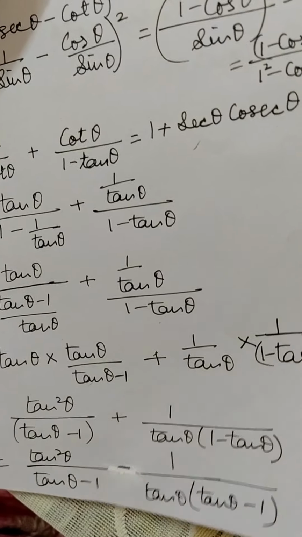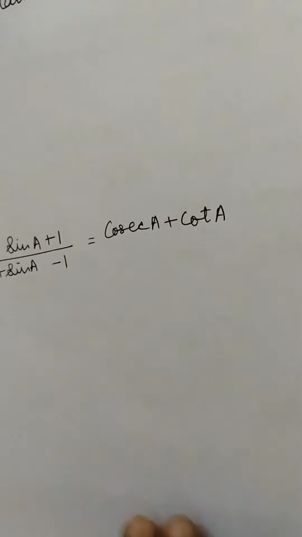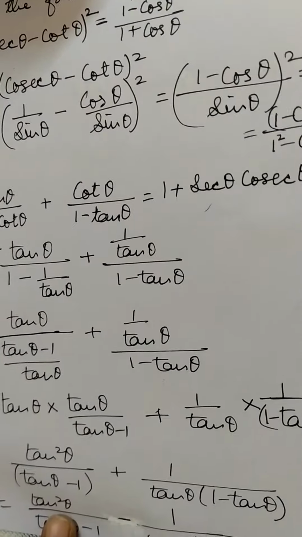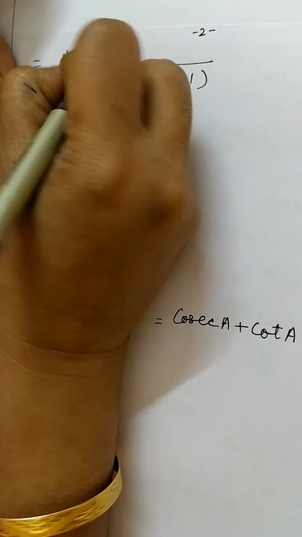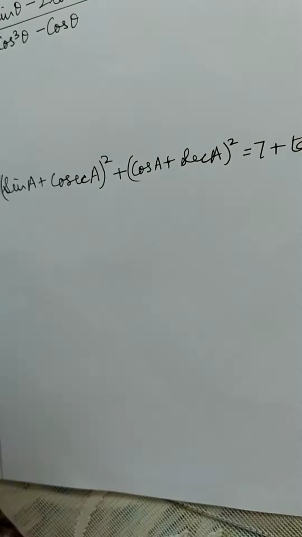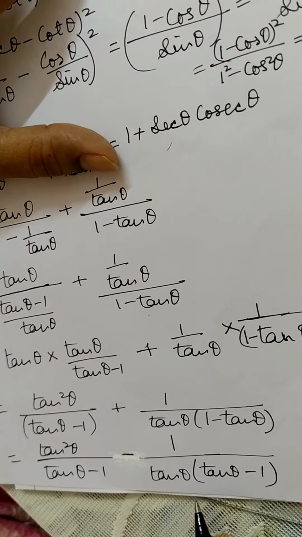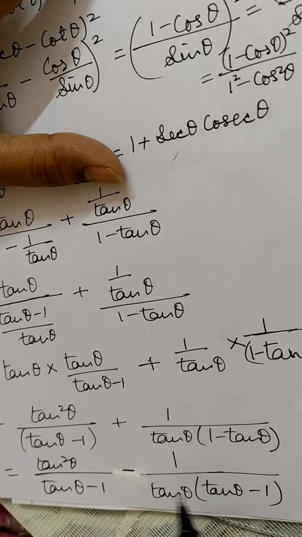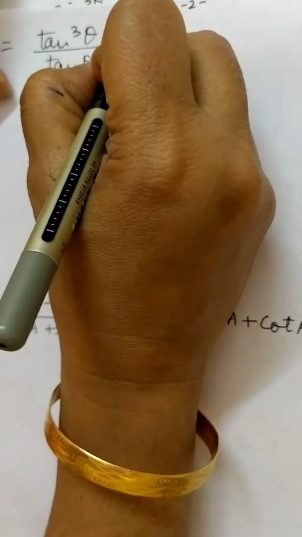When you divide this LCM by the denominator of the first term, tan theta minus 1, you will get tan theta, and this tan theta when multiplied with the numerator, which is tan square theta, will be tan cube theta. Middle sign is minus. Then if we divide the LCM tan theta into tan theta minus 1 by the denominator of the second term, we get 1, and 1 into 1 in numerator will be 1. So here we get 1 only.